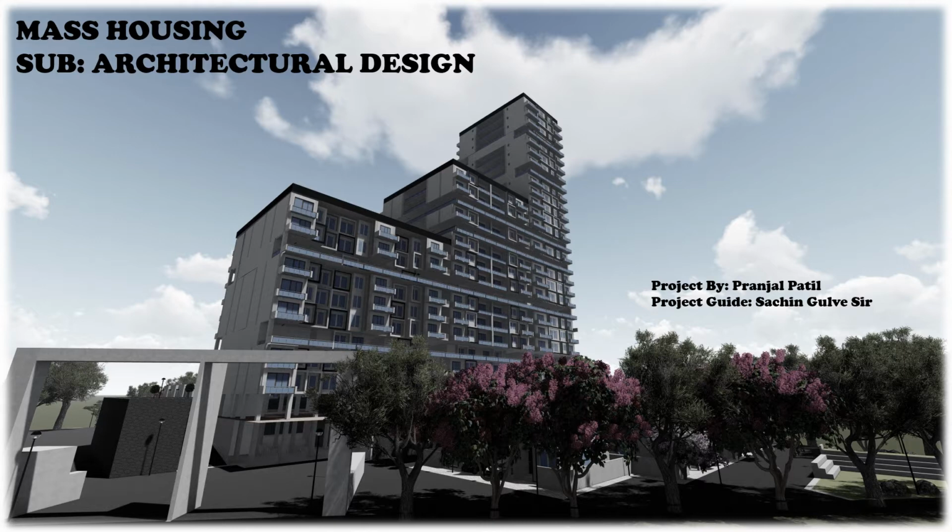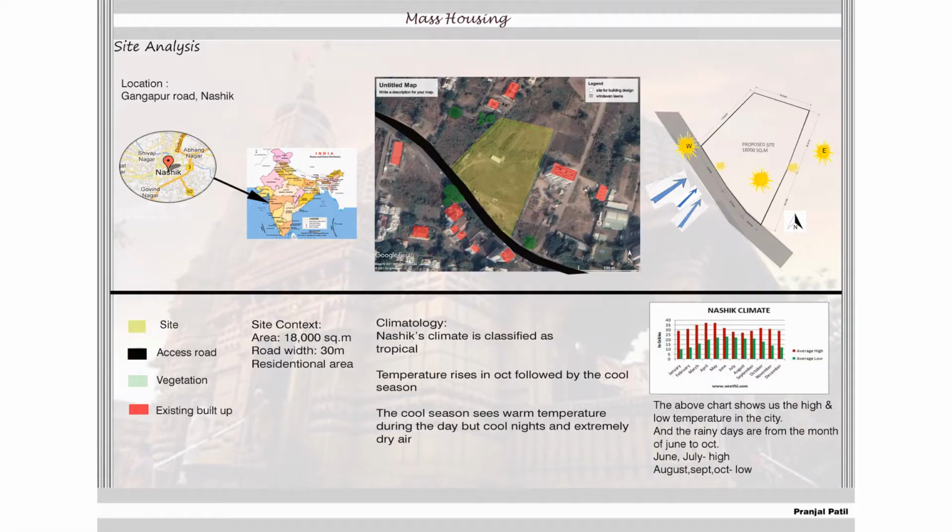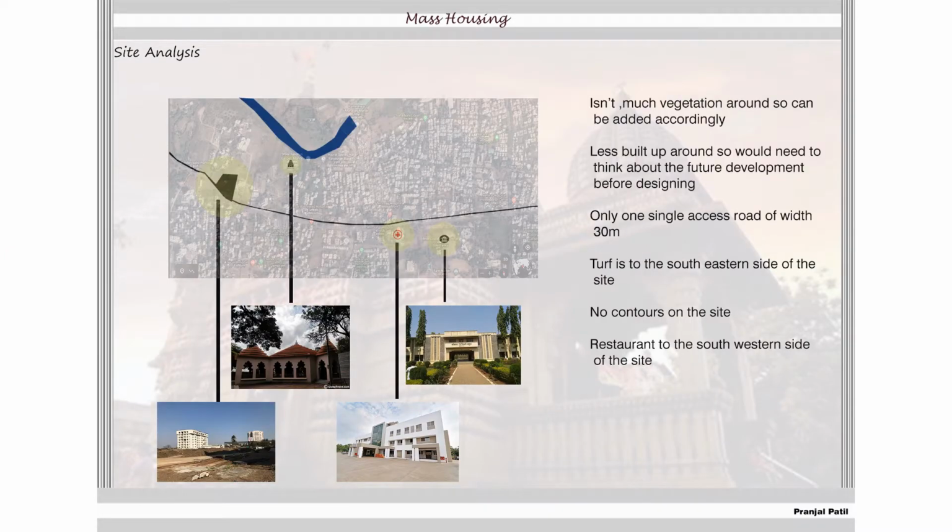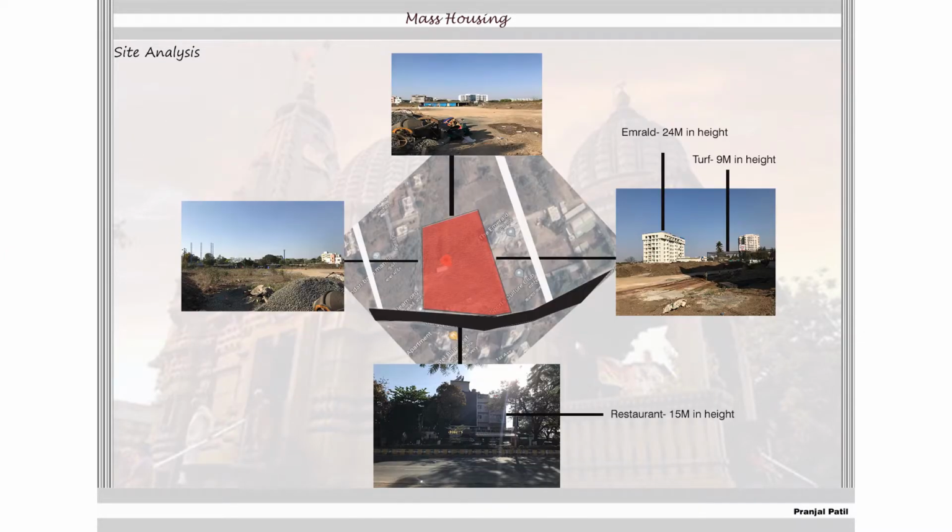Our topic for the current semester was to design a mass housing scheme. The site is located on the Gangapur Road, Nasik. The above photo shows the location of the site, the access road, and the existing structures around. This is the site analysis done, and these are a few of the photos of the site.